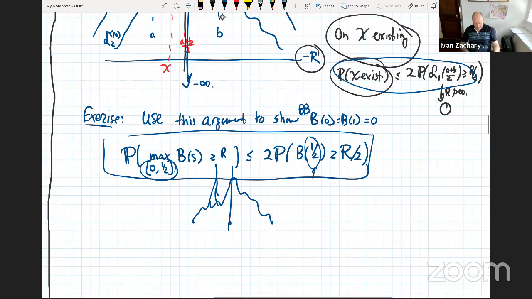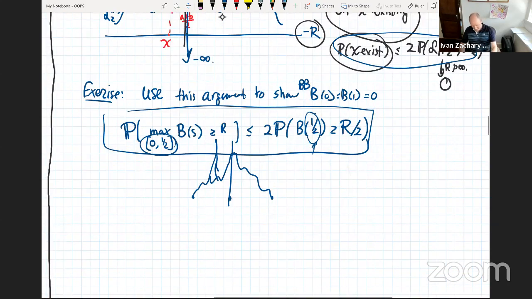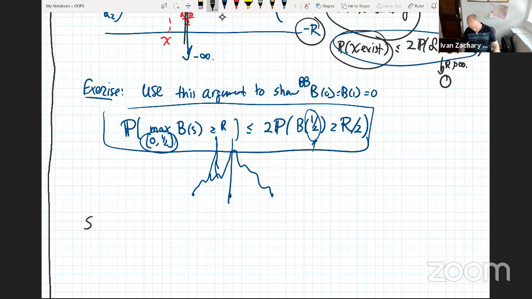So what we've now argued is that the maximum can't get too large, but we still need to establish tightness, and tightness is not just about saying that the maximum can't get too large. We need to argue that, when we're talking about the topology of uniform convergence on compact subsets, curves are not getting too steep either, right?